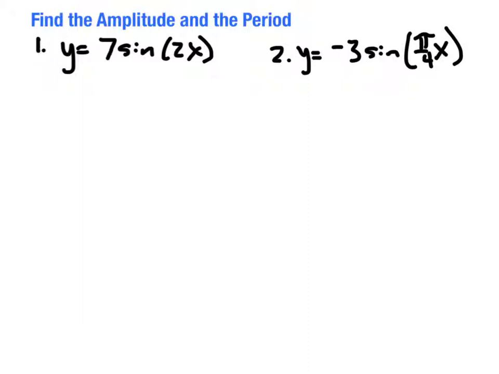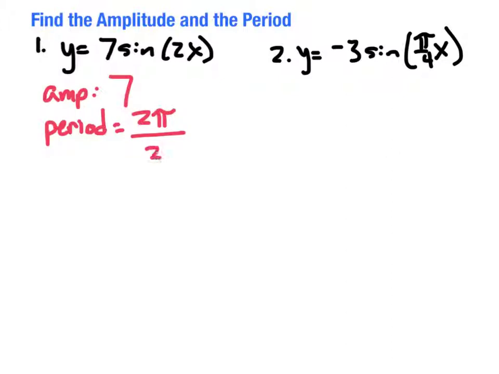Alright, so let's do a couple of examples where we're going to find the amplitude and the period. So first, y equals 7 sine 2x. The amplitude is just this 7, whatever's out there in the front. So amplitude is 7. And then the period, I take 2 pi and divide it by b. And what's that b? 2. So what's 2 pi over 2? It's pi.